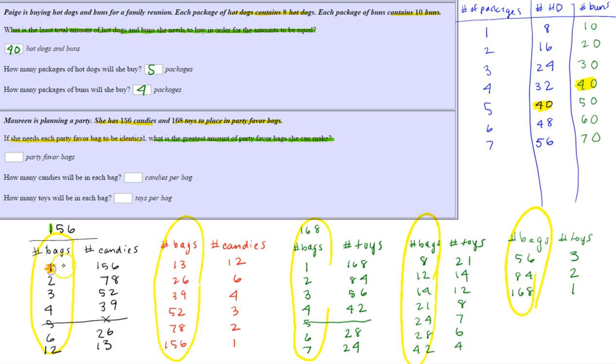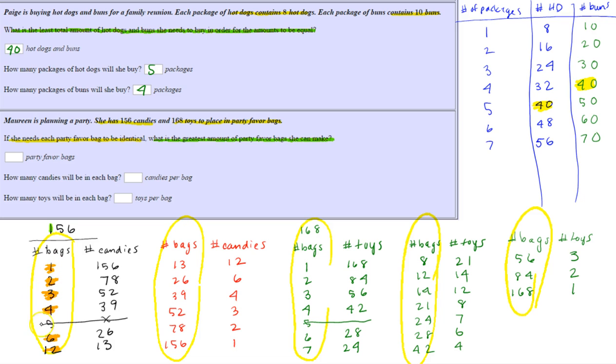So 1 does. 2 does, 3 does, 4 does, 6 does. Let's see if 12 does. Oh, there's 12. Going to the next column, 13 does not match up, 26 does not match up, 39 is not in the list, 52 is not, 78 is not, and 156 is not.